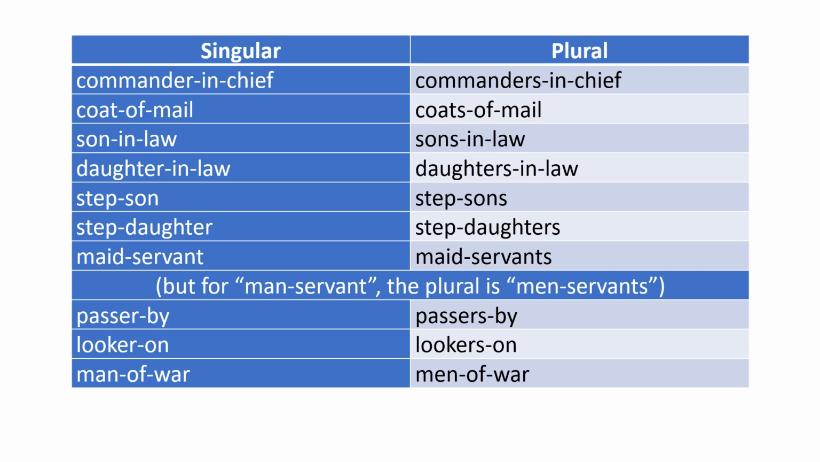Looker on. It becomes lookers on. So, looker is the principal or main word. So, we added s to it. It becomes lookers on. Men of war. It becomes men of war. I hope you understood how to form plural of a compound noun.